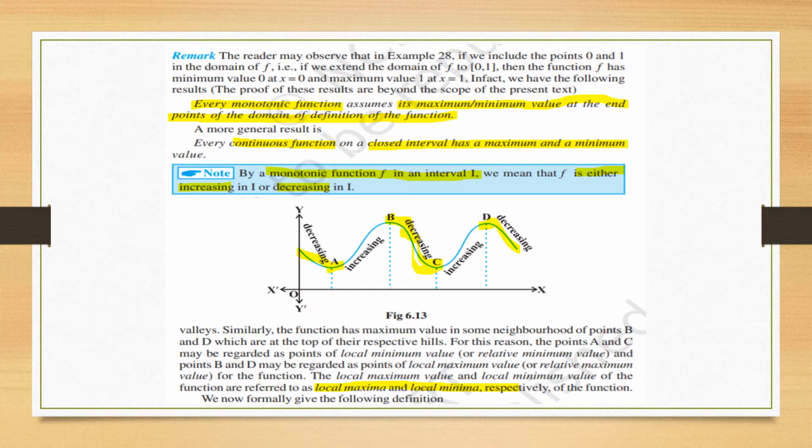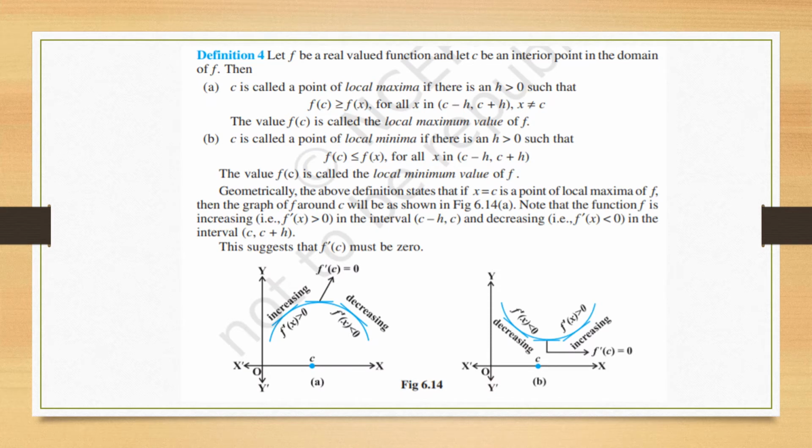Okay, so let us understand the value of local maxima and minima more precisely. Say f is a real valued function and c is its interior point. That c is called a point of local maxima if there exists some h positive such that f of c is always greater than or equal to f of x. See from here, this is the graph.